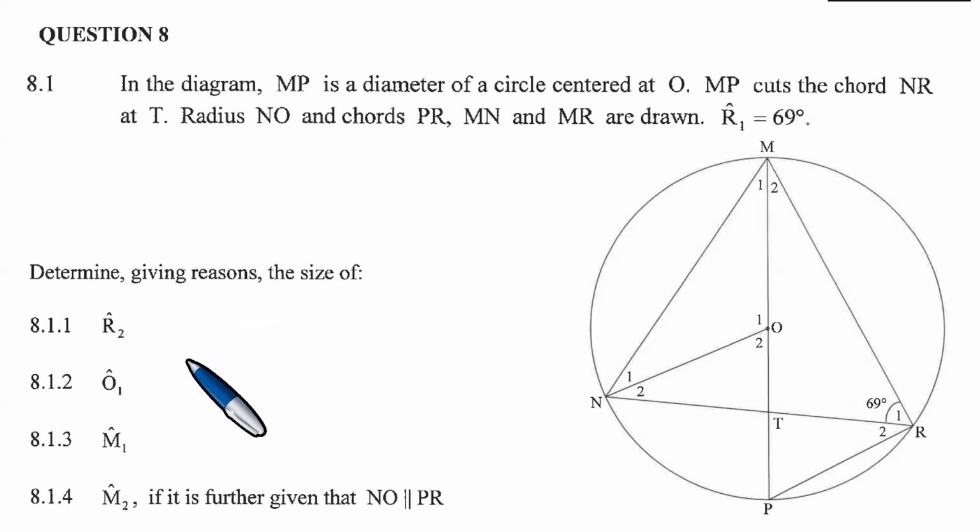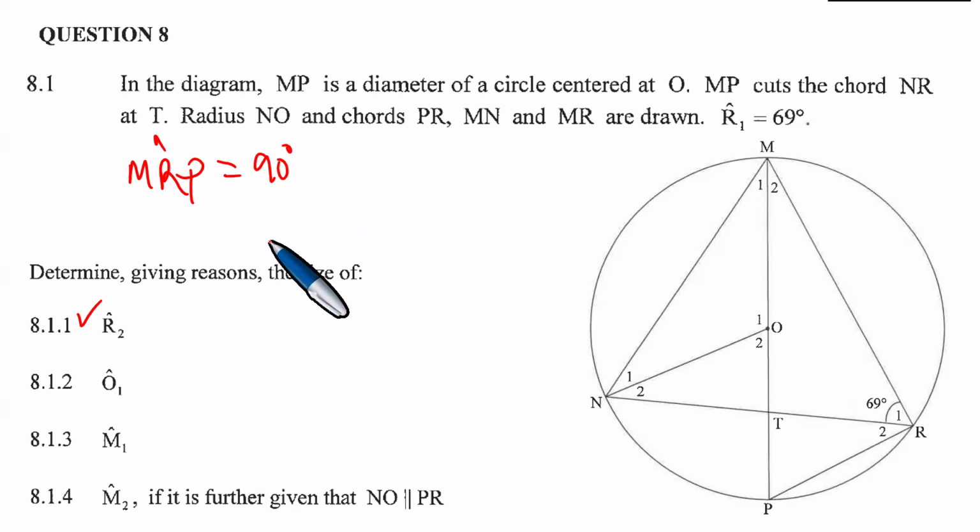Sir, I already know it, sir. Right, what do you think the size of R2 is and why? Okay, since O is the center, angle R is going to be equal to 90 degrees. Yes, the entire angle R. In other words, the angle MRP is equal to 90 degrees. Why is this the case? It's an angle in a semicircle.